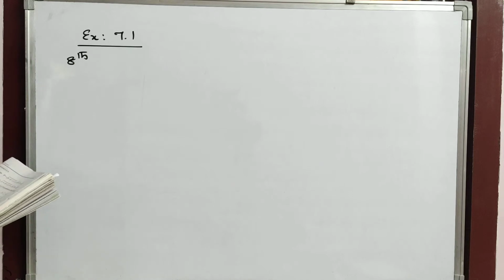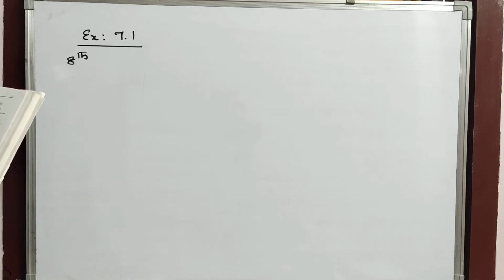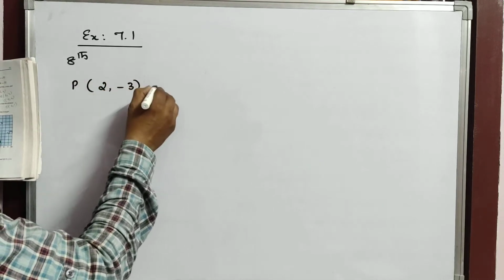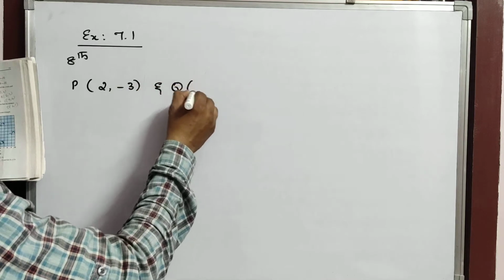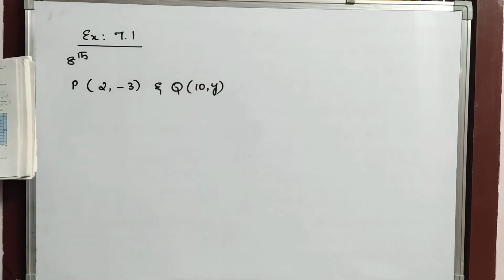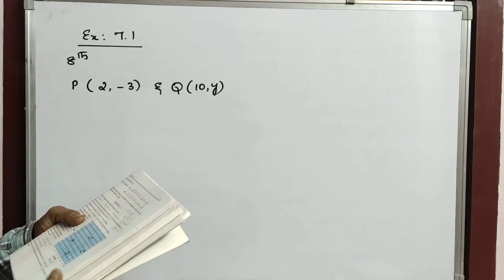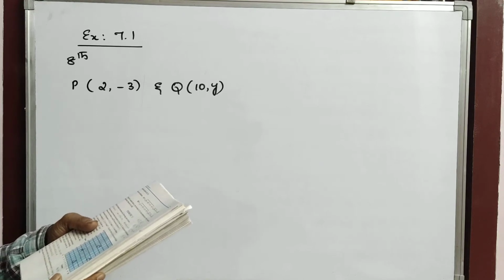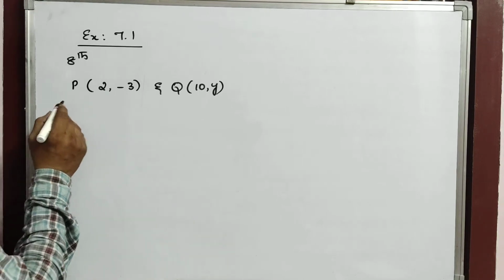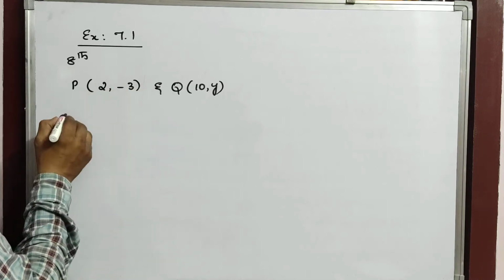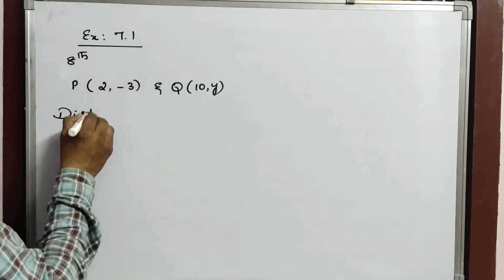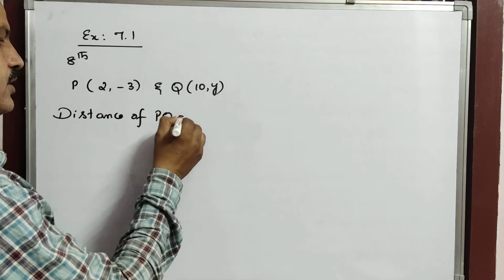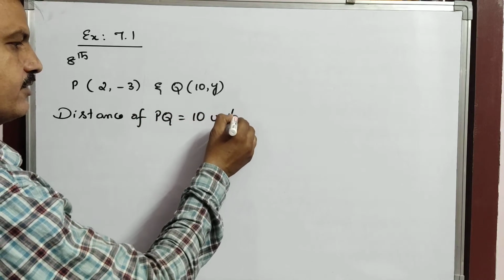Find the value of y for which the distance between the points P(2, minus 3) and Q(10, y) is 10 units. Okay, children, the distance between P and Q, you have to write like this: distance of PQ equals 10 units. That is the question he has given.